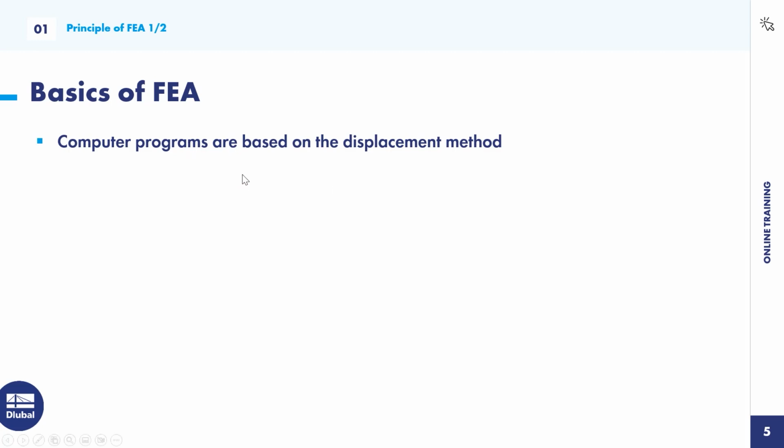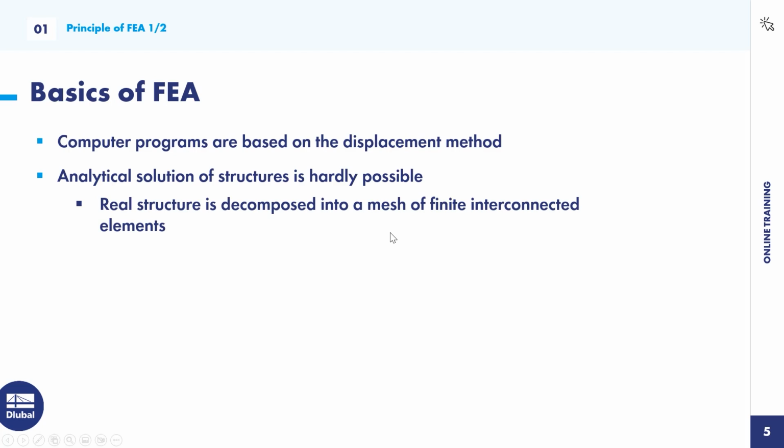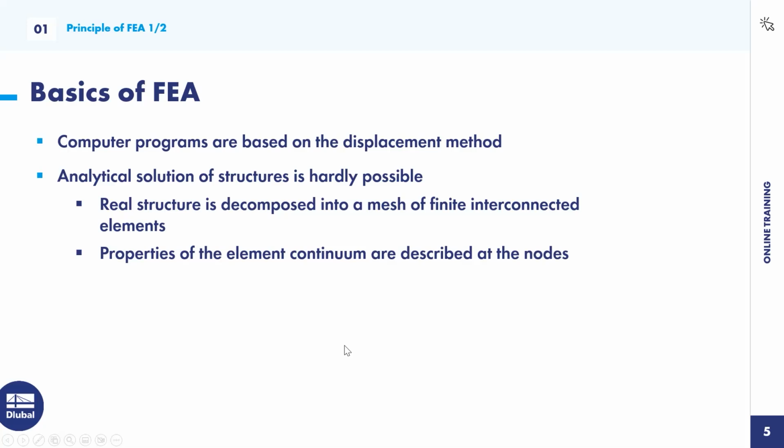In general, the finite element analysis is used when an analytical solution of the structure is hardly possible. And that means we can't just create a function for, let's say, an 8-story building, which gives us the exact solution for every force we have there. Instead, we will take the help of the finite elements. And that's what we do with the finite element analysis. We're gonna take the real structure and just cut it down, or decompose it, into a mesh of finite interconnected elements. So there is just a specified number of elements in the system and they are connected to each other. We will see it in the next slide as well. There are some graphics for it for better understanding. Then what we also will need is to define properties of the element continuum.